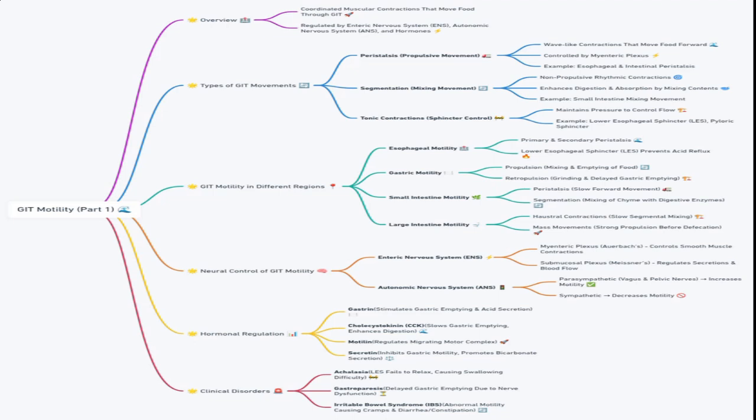And the wave of contraction moves content orally or caudally, in the caudal direction, at 2 to 25 centimeters per second, and can be increased or decreased by autonomic input to the gut. And when it comes to peristalsis, we have primary peristalsis and secondary peristalsis. Primary peristalsis is initiated by swallowing, and the secondary is elicited by distension of the esophagus.